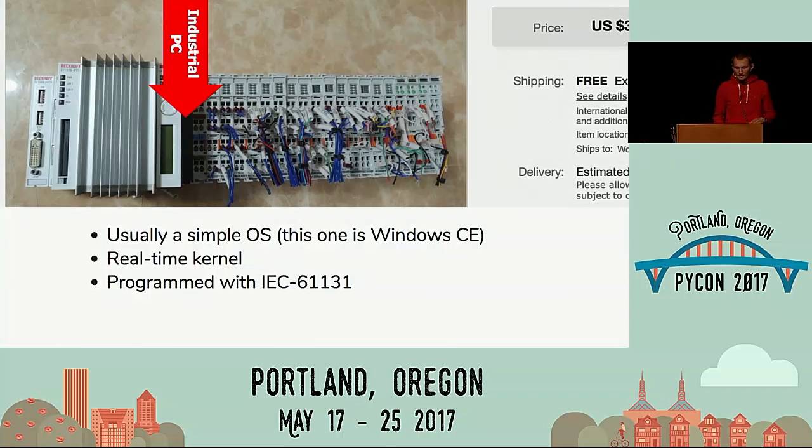To the left side, the thing with the heatsink, that's an industrial PC. Industrial means it's very rugged and low-powered, usually. And it's running a simple OS. Depending on the vendor, it might be a proprietary one. This one's running Windows CE. The magic thing in there is a real-time kernel that's running a little piece of software at guaranteed time intervals over and over and over again. And you program it in a family of languages called IEC 61131, which is pretty ancient and kind of funny.